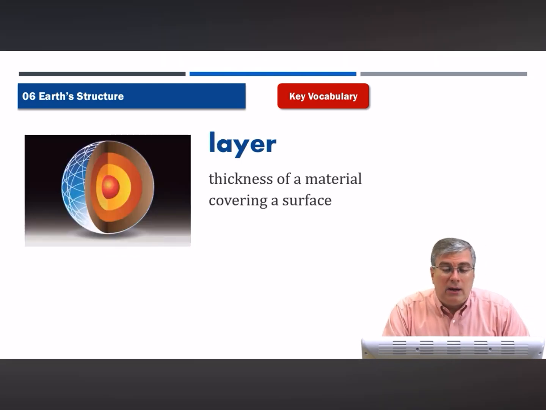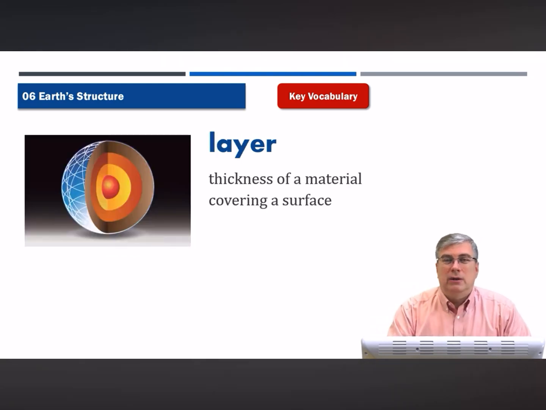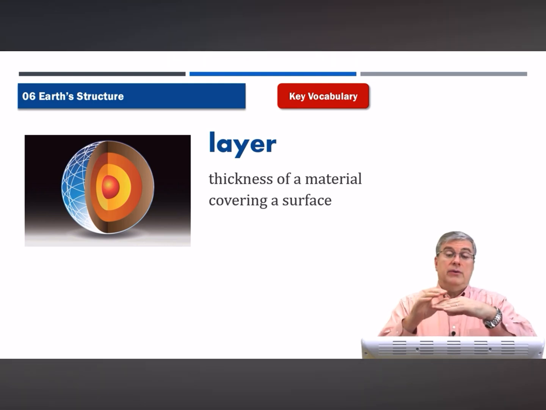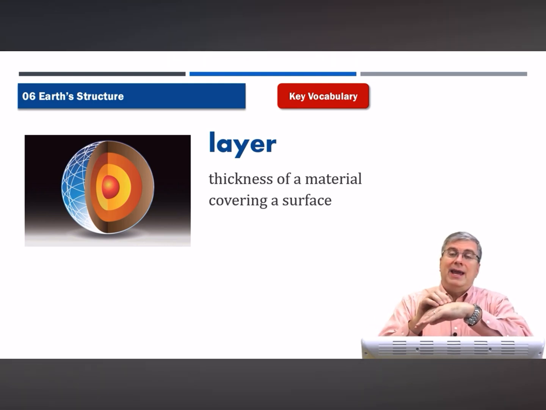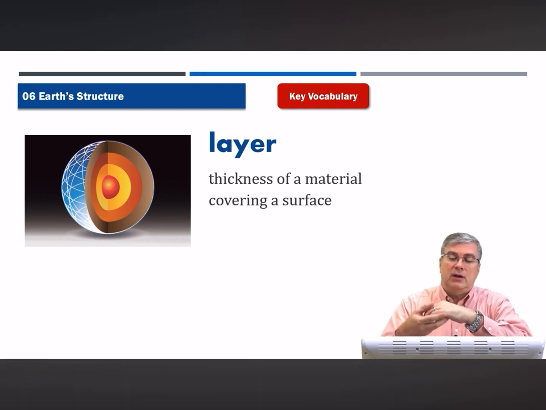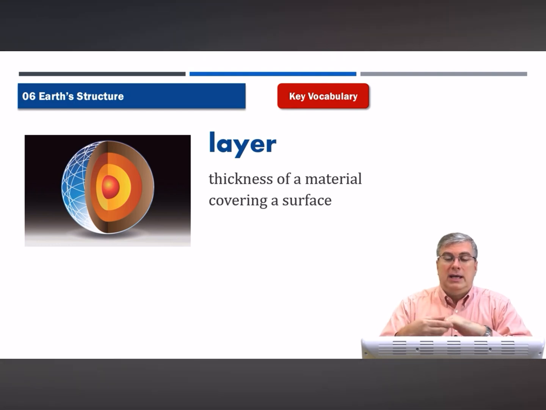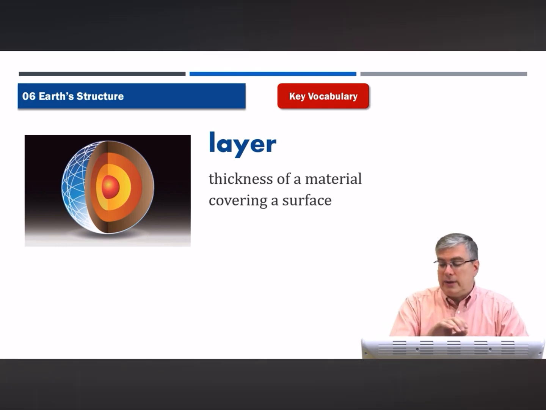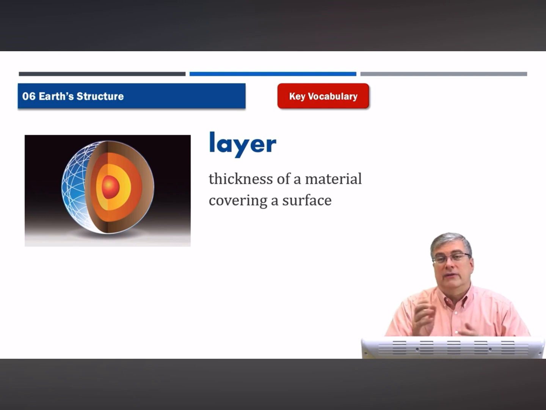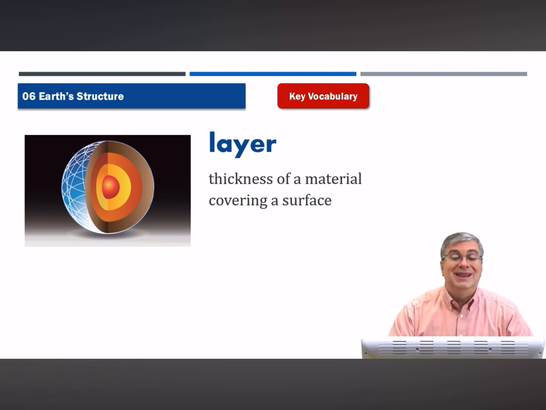Layer. Now, a layer is a thickness of a material covering a surface. So think about your hand. There is a layer of skin on your hand, and the skin covers the entire surface of your hand. So skin is a layer. It's a thickness, and your skin has a certain thickness of a material that covers a surface. So whatever it is, there is a layer of something that covers the surface of another thing. That is what we call a layer.